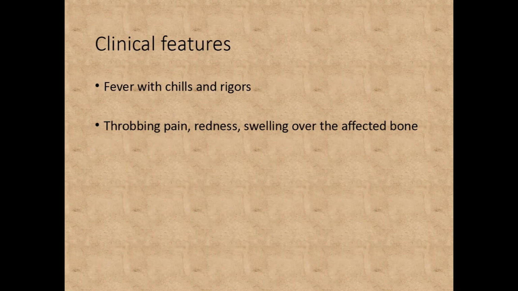Coming to clinical features of osteomyelitis, the classic features include fever with chills and rigors. So high grade fever with chills and rigors. Apart from the systemic symptoms, the patient will also have local symptoms, which will be throbbing pain at the site, redness and swelling.